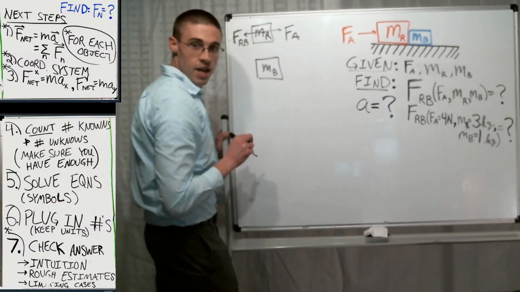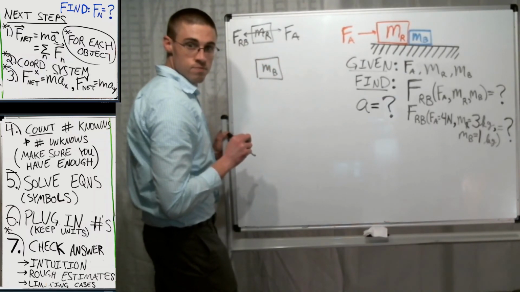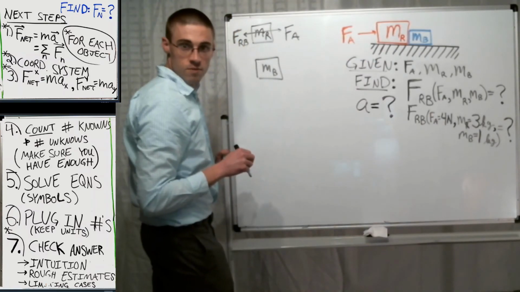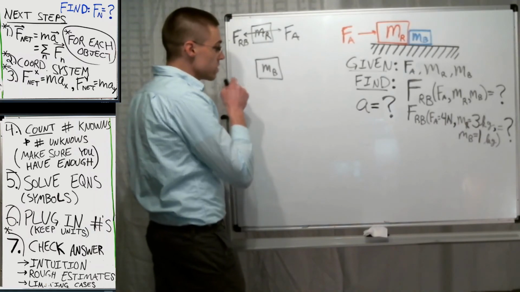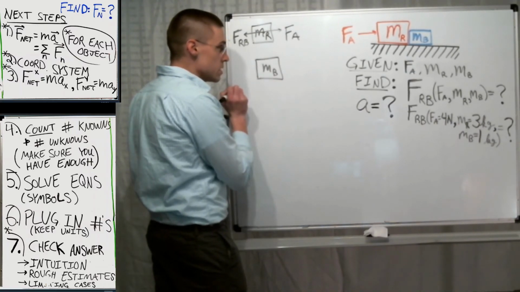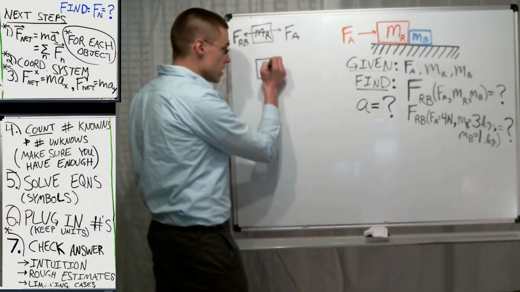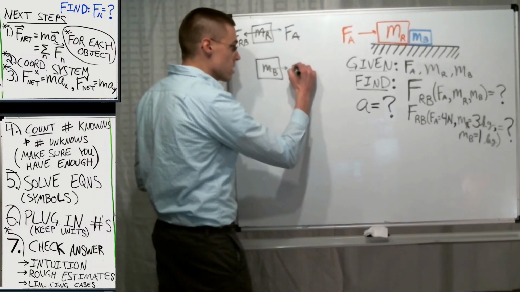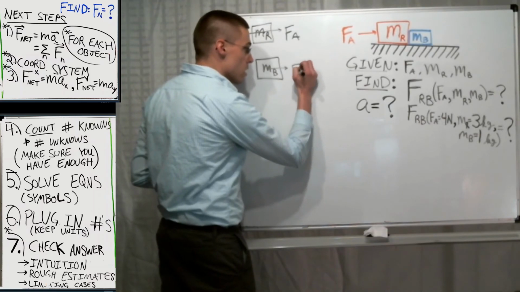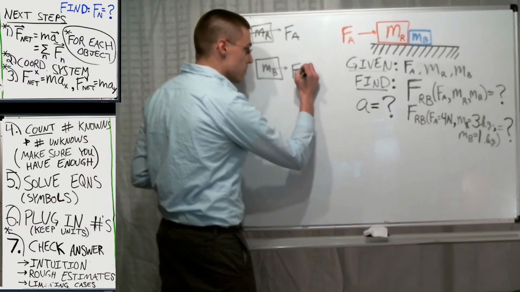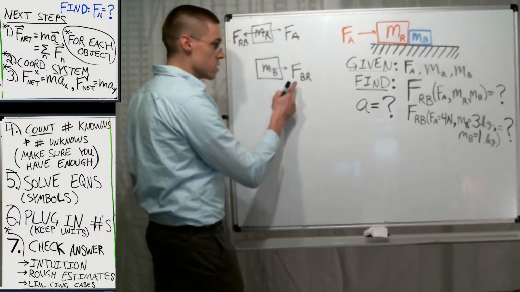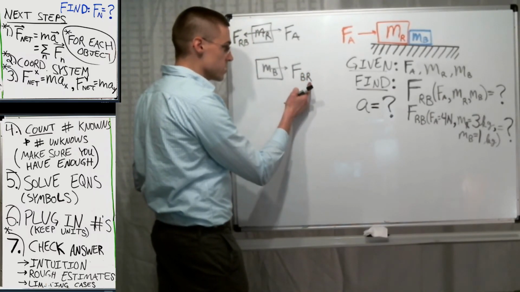does Fa act on box B? No. Fa is acting on Mr, right? The only force that's acting on Mb here is going, right, in this direction, right? It's the force that's the force on box B by box R, right? The force on the blue box by the red box is pushing it that way.